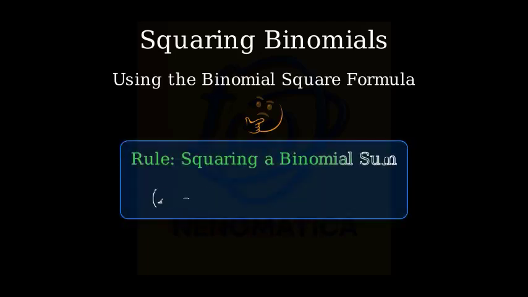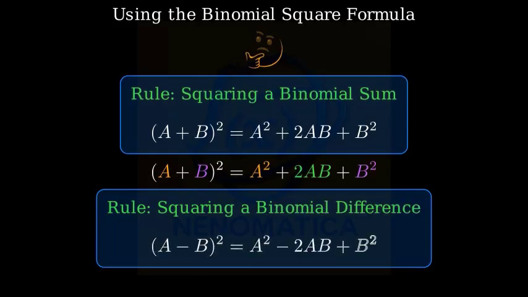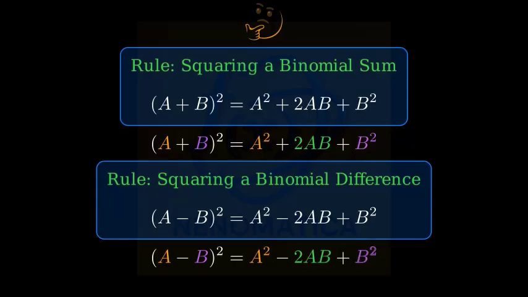When we have an expression in the form of a plus b and we want to square it, we get a squared plus 2 times a times b plus b squared. We can visualize this with a formula. Similarly, when we have an expression a minus b squared, we get a squared minus 2 times a times b plus b squared. Notice the middle term has a negative sign now.